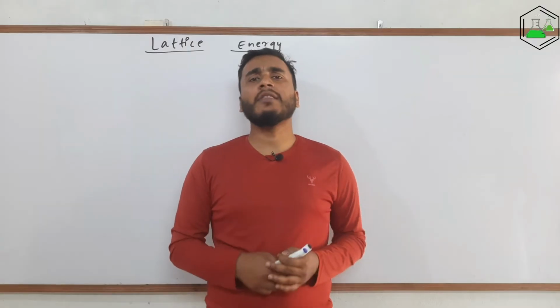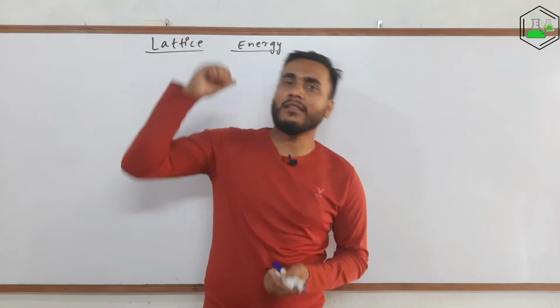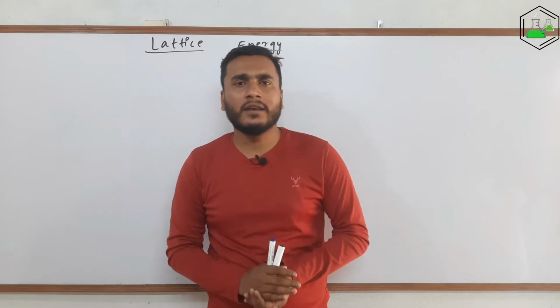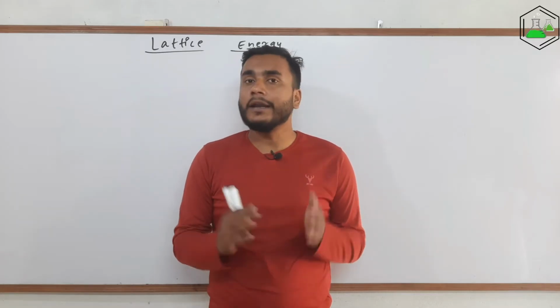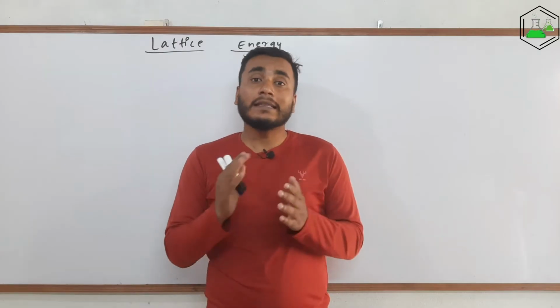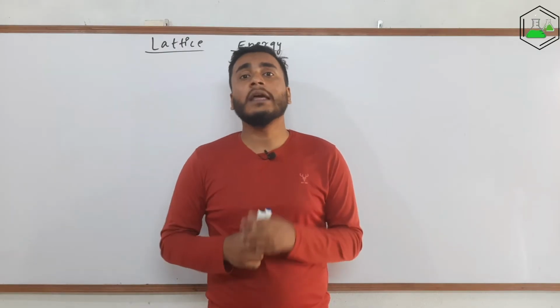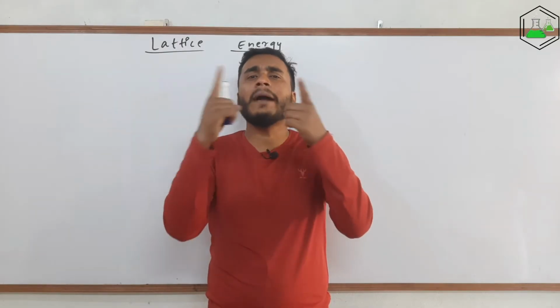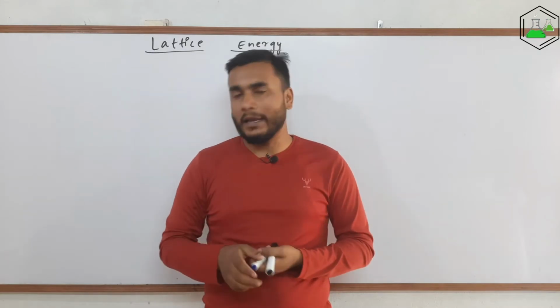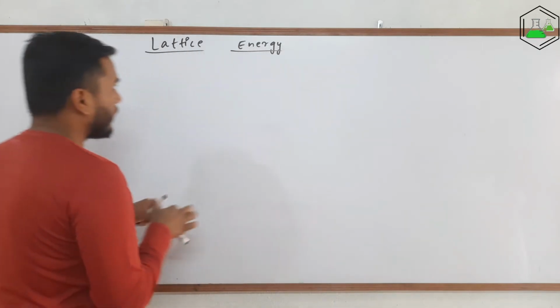We know that Born-Haber cycle is used to calculate the value of lattice energy. But what is the meaning of lattice energy? First of all, we need to know that the definition of lattice energy is the amount of energy released when gaseous cation and anion combine together to give 1 mole of an ionic compound. Let me write the definition of it.